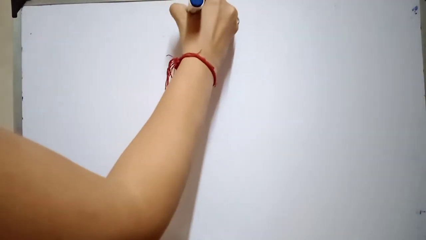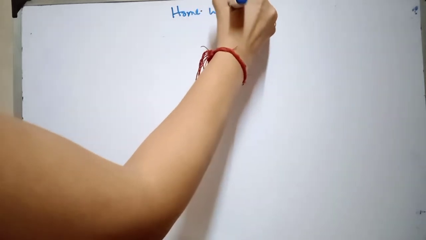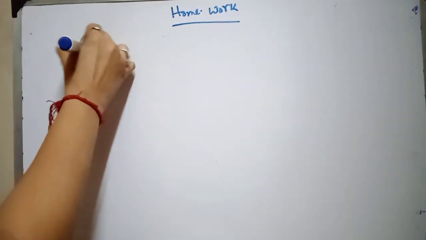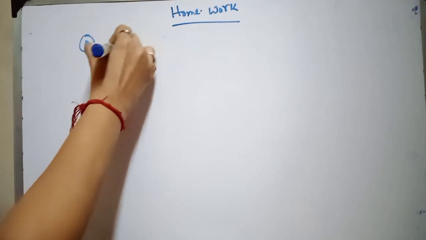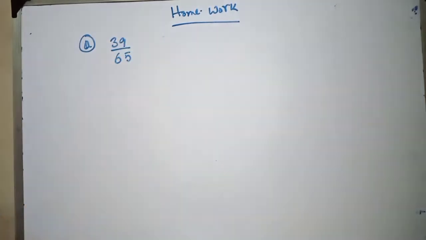We will start the next part of chapter 9. First we will give you the solution of your homework. So I am giving you the solution here. The first sum was number A, 39 by 65, and you have to reduce it.